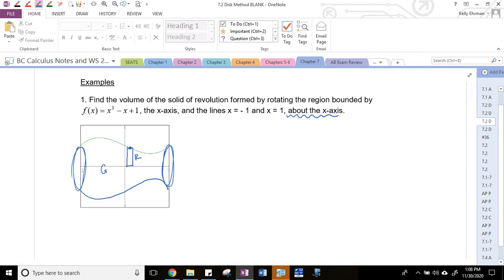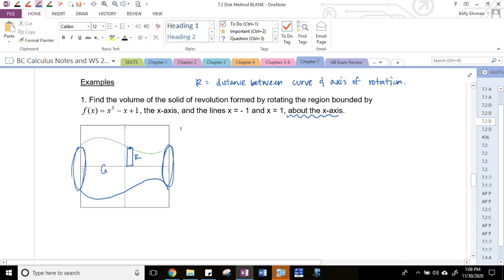Now, in the next day or two, we're going to be rotating not just around the x or y axis, but around the line y equals 2 or x equals -3, something like that. So when I think of R, it is always the distance between the curve and the axis of rotation. For today's purpose, using the disk method, the axis of rotation is always going to be 0, either y equals 0 or x equals 0.